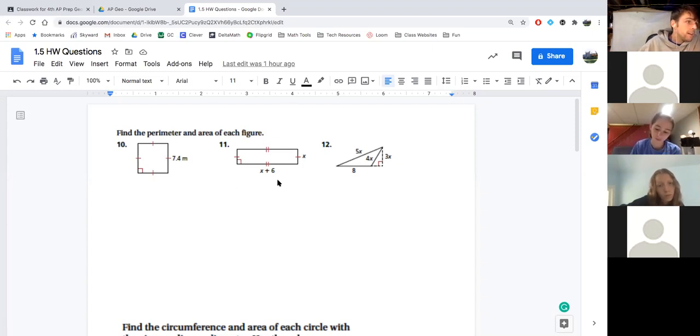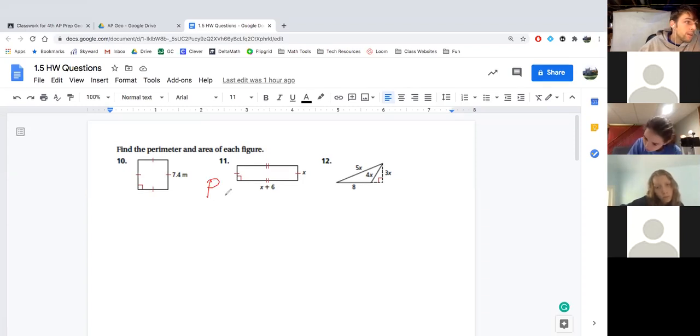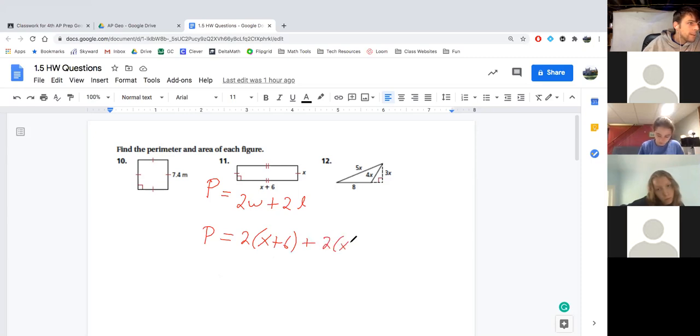So for 11, our perimeter, again, it's a rectangle, so we could just add up all the sides if we want to, but since the point here is to use formulas, I'm going to go ahead and use a formula. I'm going to say my perimeter is 2 width plus 2 length. So these two measurements are my width and length. It might have been 2 length plus 2 width, but that's the same thing either way. So in this case, my perimeter is going to be 2 times x plus 6 plus 2 times x. And then it's a matter of simplifying this out.